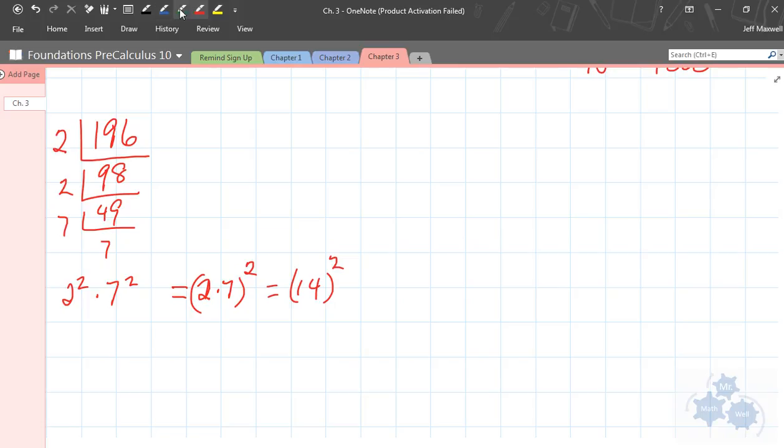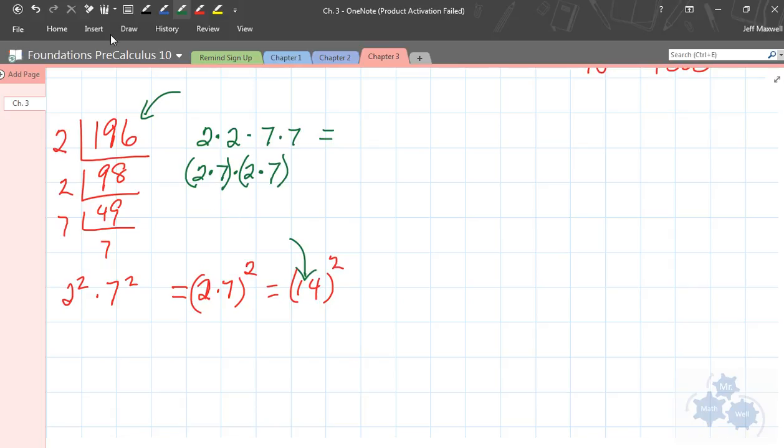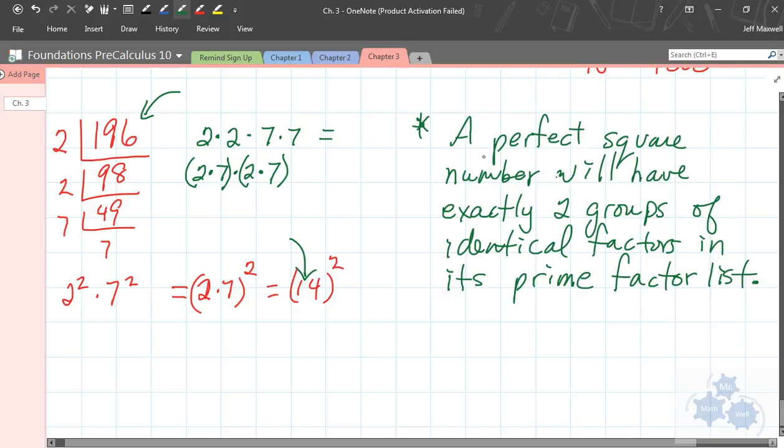So we know that 196 is a perfect square because it's a whole number squared, right? But look at, if we write out like this, okay, this is the prime factorization, and if you write this out like this, do you see how there are two identical groups of factors? If you have two identical groups of factors, then you know this is a perfect square. So let's just write that note here. So a perfect square number, like 196, will have exactly two groups of identical factors in its prime factor list. And here we go. There's exactly two groups, there's no extras, and these are exactly two of the same groups.